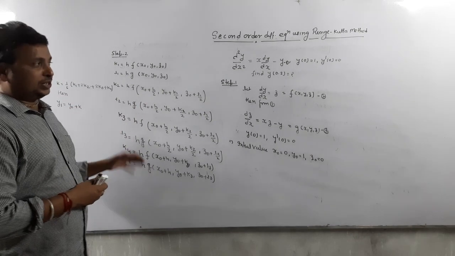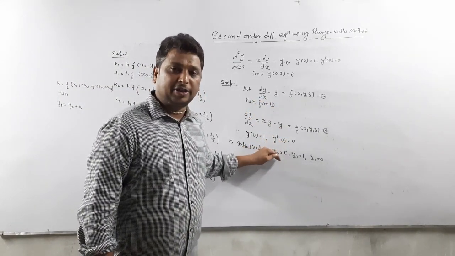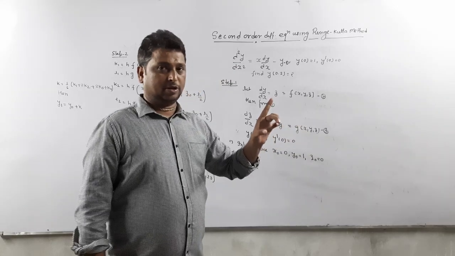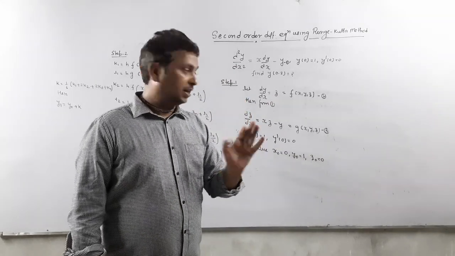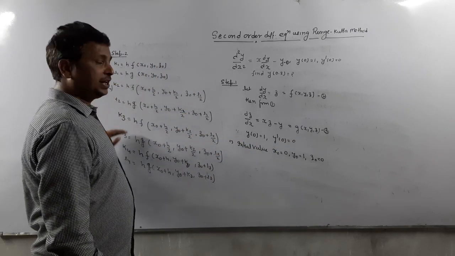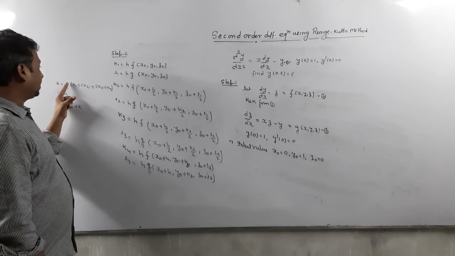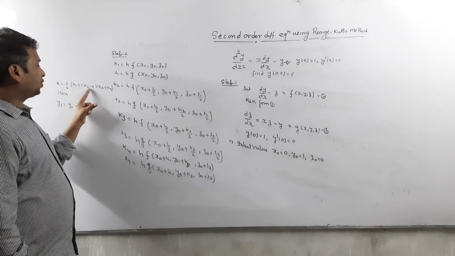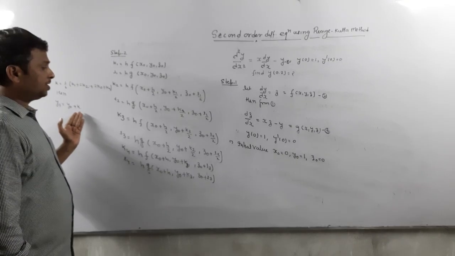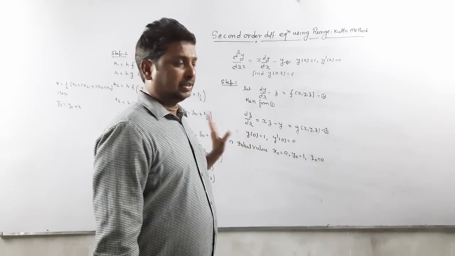Now, this is the procedure. First, convert into a system of first order differential equations, then find f, g and find the initial values. Once you have f, g and the initial values, find k1, k2, k3, k4, L1, L2, L3, L4. Then find the k value. What is k? k equals 1 by 6 of (k1 plus 2k2 plus 2k3 plus k4). This is the Runge-Kutta method. Then what is y1? y1 is y0 plus k. That's all. This is our main method.